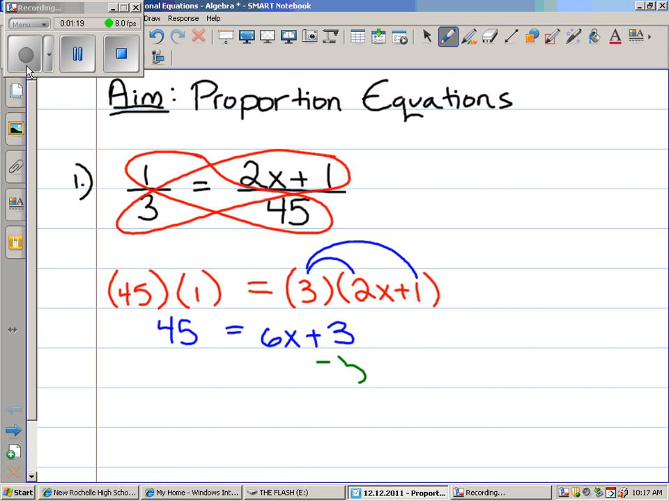Great job, Sulema. We're going to use the property of the additive inverse. We're going to subtract 3 from both sides. Get that 3, get that x. This is 42 equals 6x.